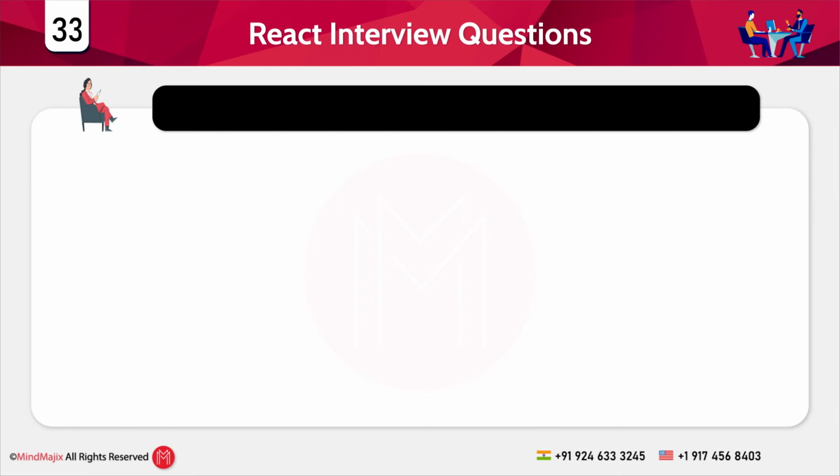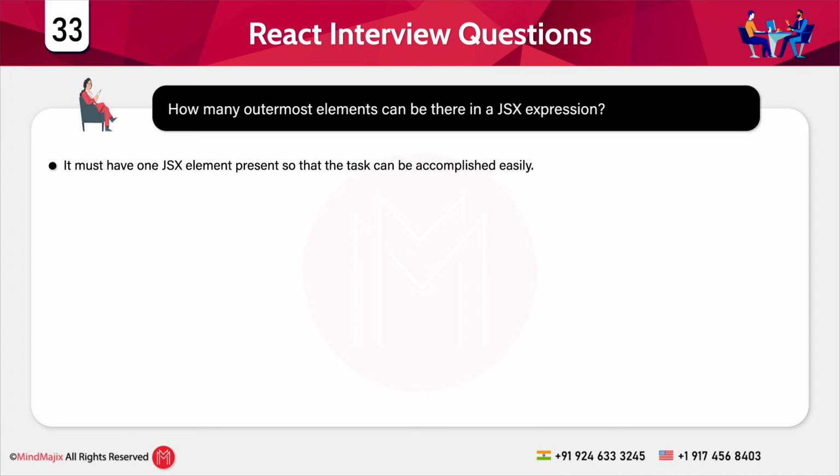The next question is, how many outermost elements can there be in a JSX expression? It must have one JSX element present so that the task can be accomplished easily. Having more than one expression is not an issue, but it will probably slow down the process. There are also chances of confusion with more than one expression if you are new to this technology.